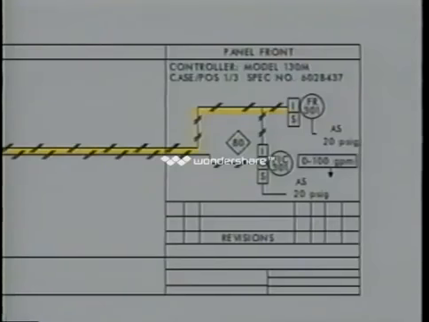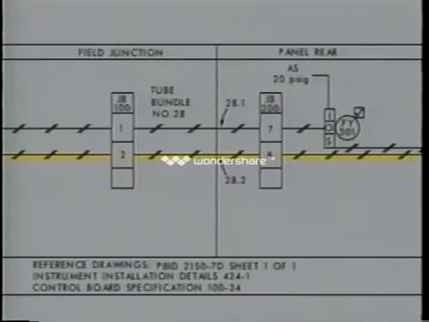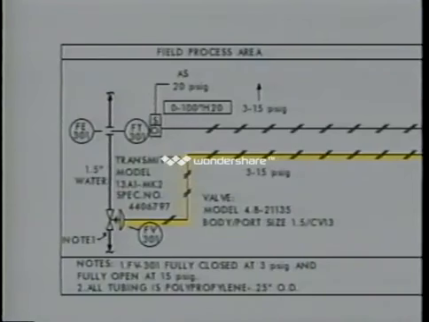In this pneumatic loop, one branch leads to the input to the recorder. The second branch leads to the input to the controller. The controller has the same action, range, and set point as the one in the electronic loop. You can follow the output from the controller back along the signal line to the field process area. This signal line is identified as 28-2.